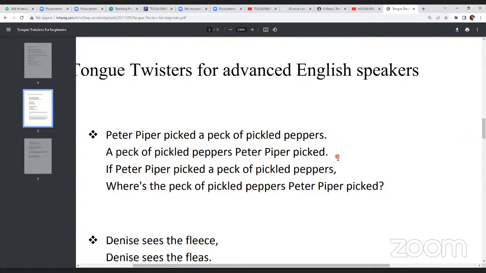Now we're going to practice one more time, right? Go ahead. Peter Piper picked a peck of pickled pepper, sorry. Okay, again. Peter Piper picked a peck of pickled peppers. A peck of pickled peppers Peter Piper picked. If Peter Piper picked a peck of pickled peppers, where is the peck of pickled peppers Peter Piper picked? All right, thank you.